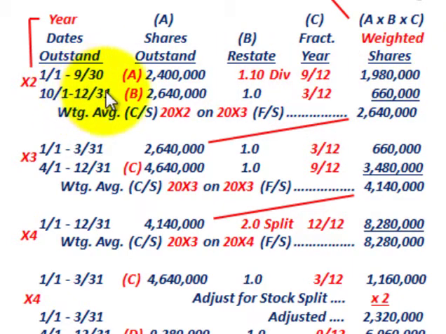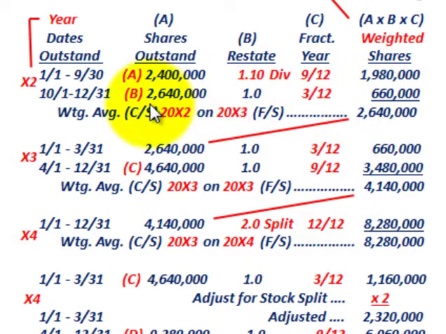Now we look at the last 3 months of the year after the stock dividend. We figured out the number of shares after the stock dividends, easy enough, and then take that times... we're really not restating it, I'm just using it as a multiplier of 1 here, but they're outstanding for the last 3 months of the year. So 3/12 of that 2,640,000 is going to give us the weighted number of shares for the 3-month period of 660,000.